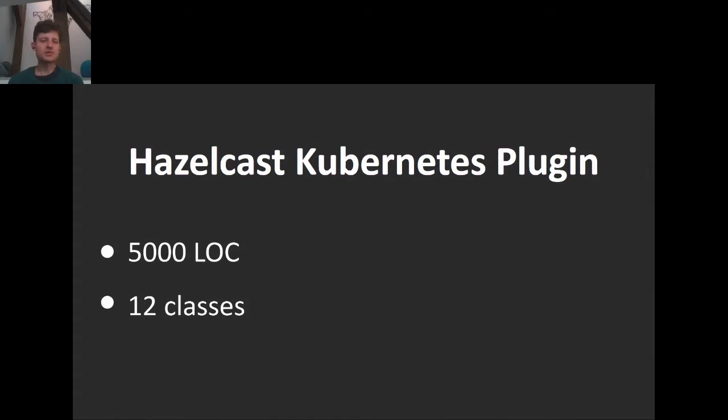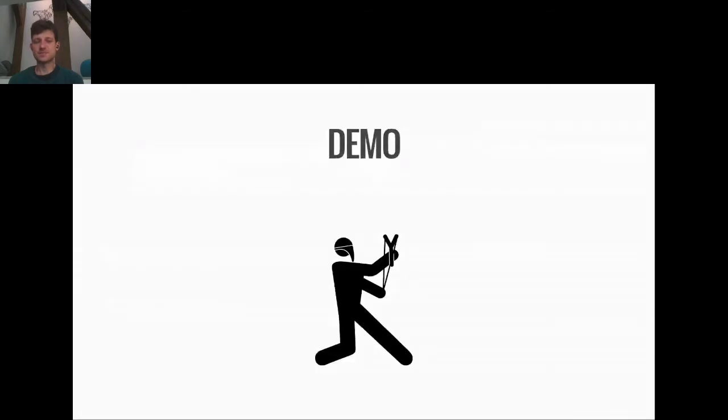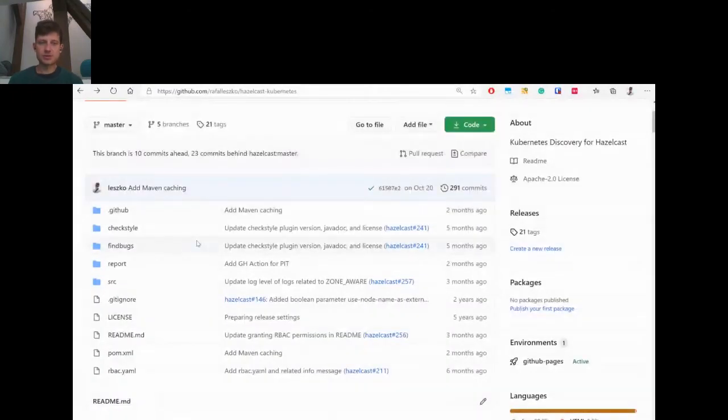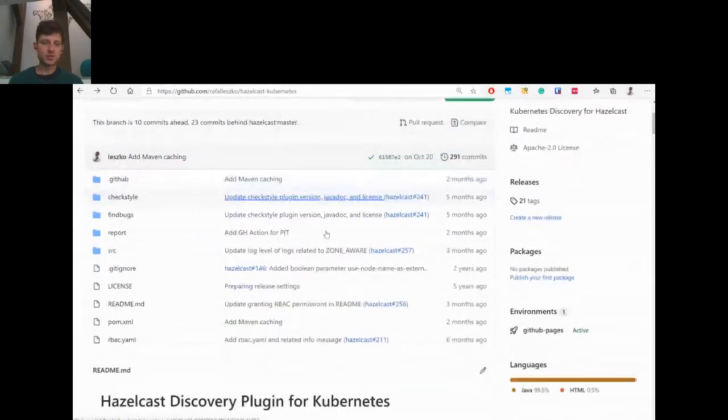So I will show you how to check this. Treat it as a random open source project, and I'll show how to run mutation testing on it and how to make any analysis about it. So let's look at the third demo for this presentation. This is our project, Hazelcast Kubernetes.